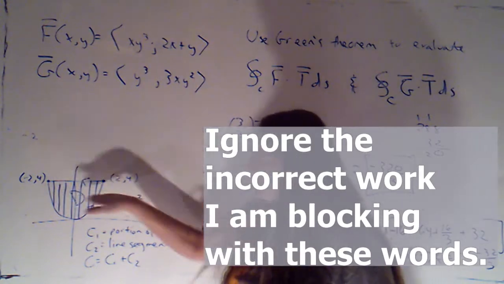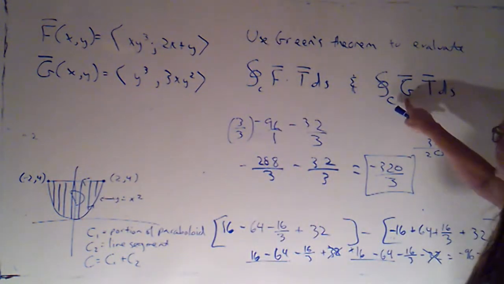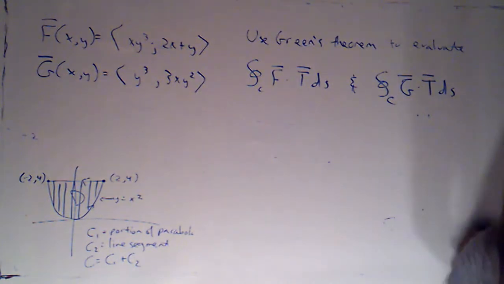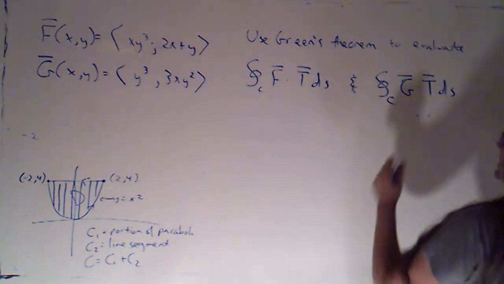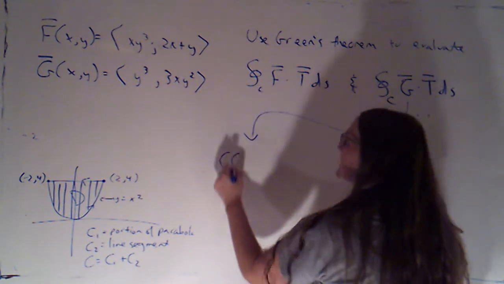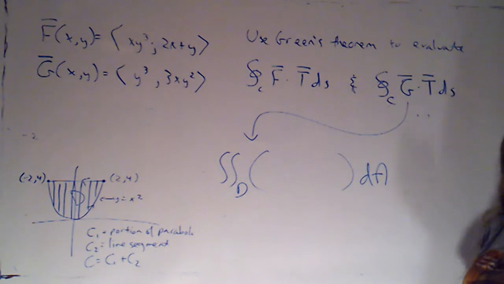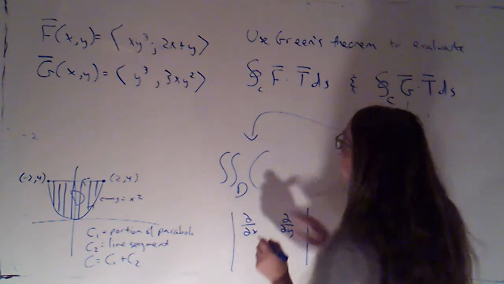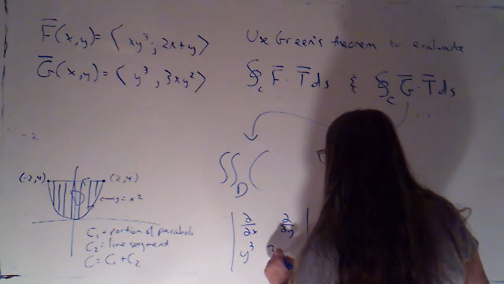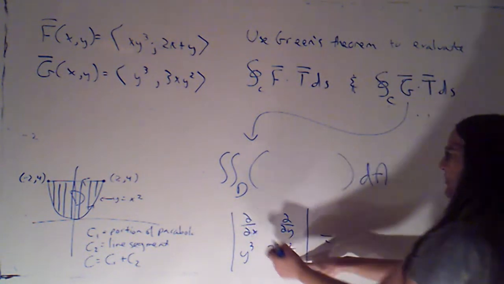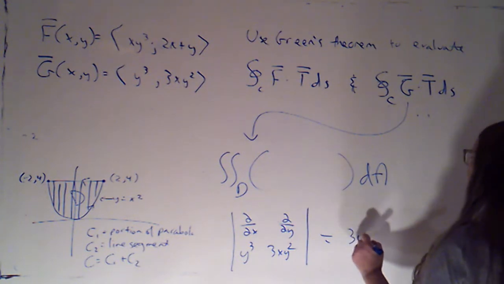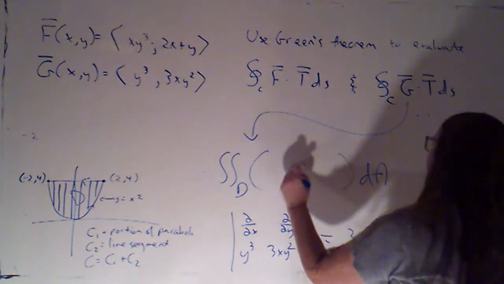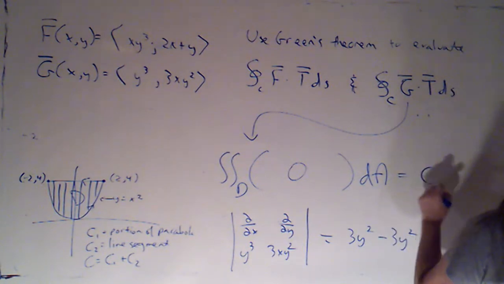So the same boundary curve, and therefore the same enclosed region, but now I'm looking at a different vector field. Okay, so working with this one, I'm going to get the double integral over D of my integrand dA. And to remember what that is, I know it's the determinant of partial x, partial y, and then I just write my two component functions, y cubed and 3xy squared. So partial with respect to x of this one is going to be 3y squared, minus partial with respect to y here is 3y squared. I'm integrating 0. I will get 0.